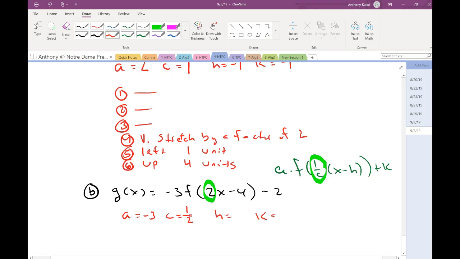What's my value for h? Not 4. Not -4. It is 2. Why is it 2? Notice here, this is in a factored form, is it not? So my h is really sitting there. Everybody's okay with that? That was a little tricky, but once you've seen that trick, you'll know, oh, okay, I got to make sure I factor that inside part if I can. And then the k is -2.